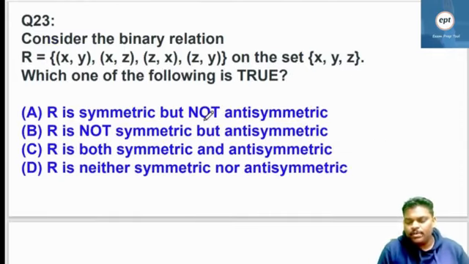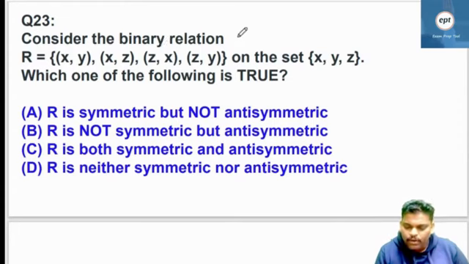Consider the binary relation. Some relation is given. I think a lot of time has passed, so we have done only one problem. That's okay. Some theory has happened. Now can you come here?